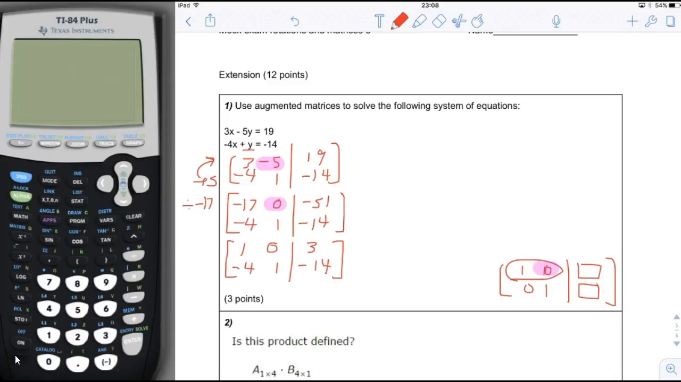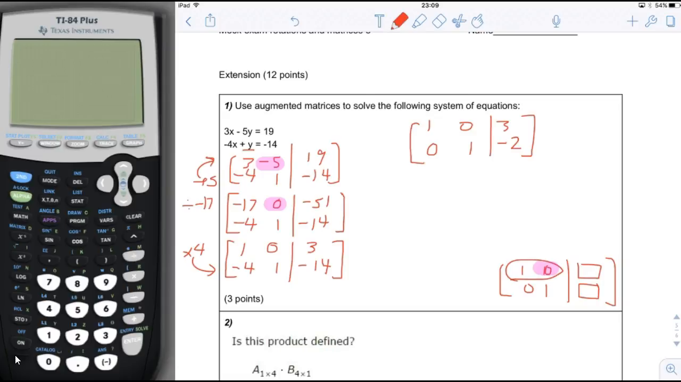Now, what if we took the top row, multiplied it by positive 4, and then added it to the bottom row? I'm going to draw the top row because we're already done with that one. 4 minus 4 is 0, so that position is going to be 0. 4 times 0 is 0. Add it to 1, we get 1. 4 times 3 is 12. Add it to negative 14, and we get negative 2.